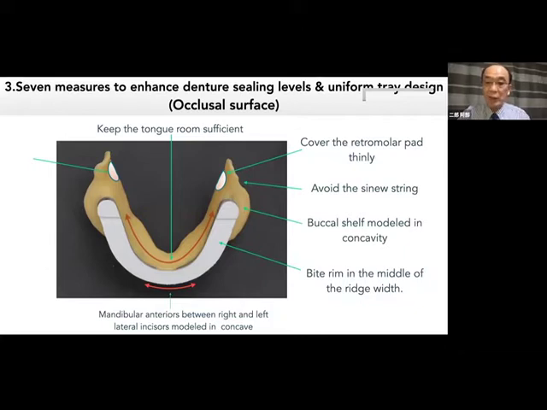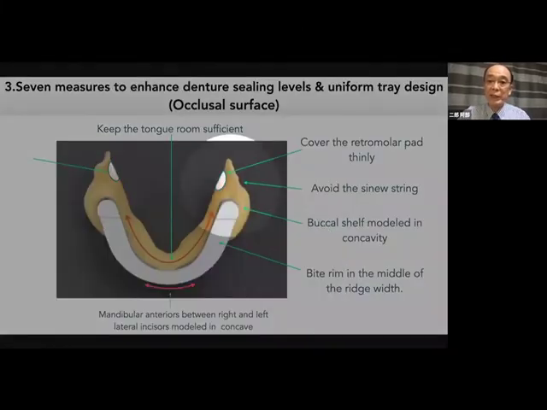First, the retromolar pad should be covered with the denture base thinly and avoid the sintering. Buccal concavity should be created at the buccal shelf region. And bite rim is placed in the mid of lip width. And concavity is created to maintain the lip support. And a large space should be provided to accommodate the tongue space. And finally, the concavity is created at the polished surface of the little mylohyoid fossa region, where the tongue compresses that area to complete the compensatory closure.